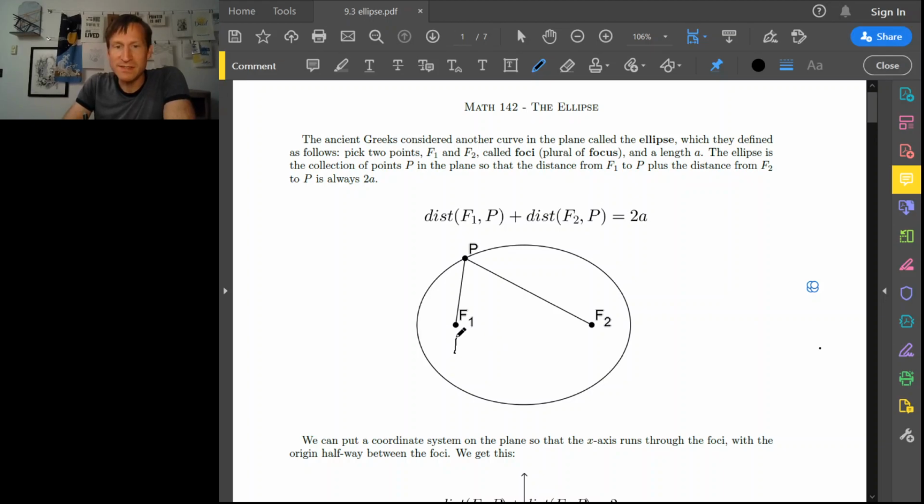First, you pick 2 points in the plane, and they're called foci, which is the plural for focus. So you pick these 2 foci, and you pick a distance a, which can be any distance that's long enough, and the ellipse is all of the points in the plane so that the distance from one focus to the point plus the distance from the other focus to that point is equal to twice the distance that you chose. We'll see why it's nice to have a 2 here in a little bit.